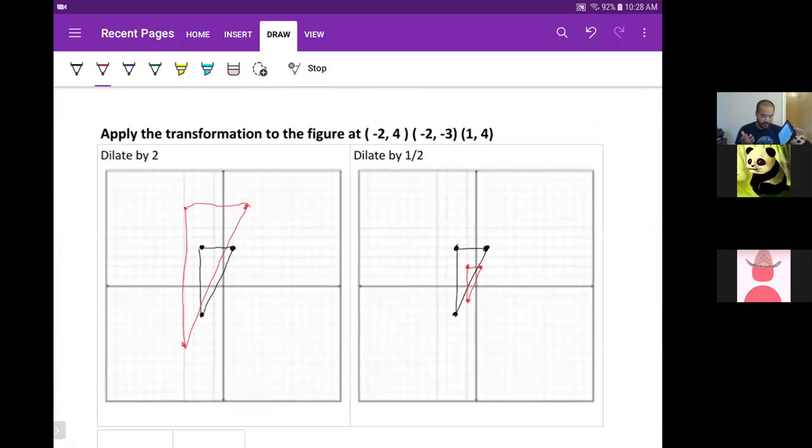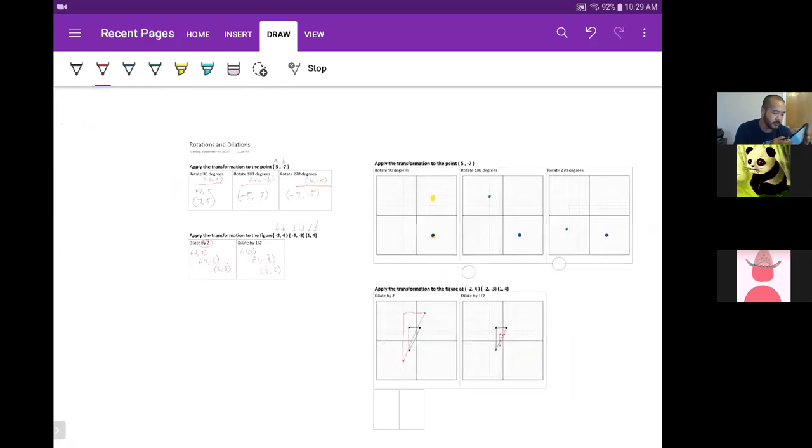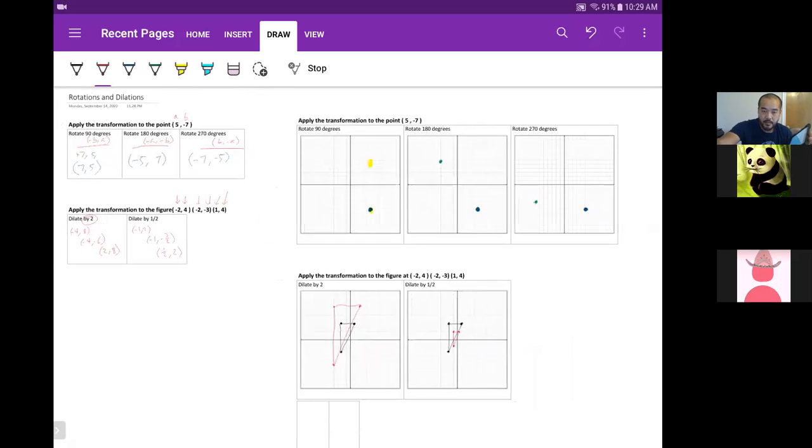So if you dilate by a number bigger than 1, you get bigger. Dilate by a number smaller than 1, you get smaller. So that is rotations and dilations.